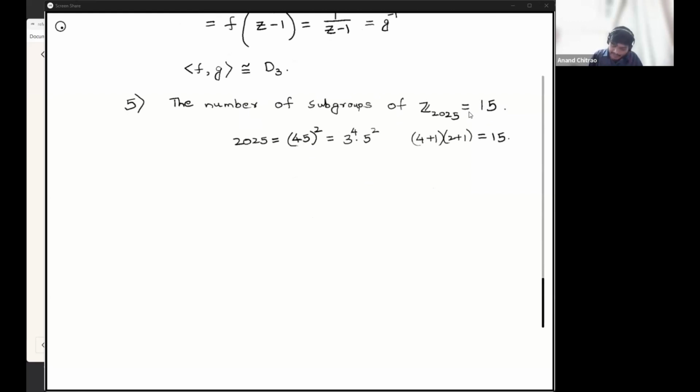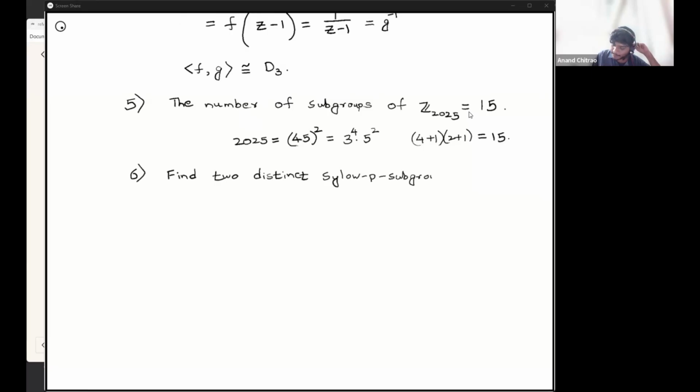Now, so final two questions. Find two distinct Sylow p-subgroups of GL2(Fp). So can somebody tell me what are some Sylow p-subgroups of GL2(Fp)?